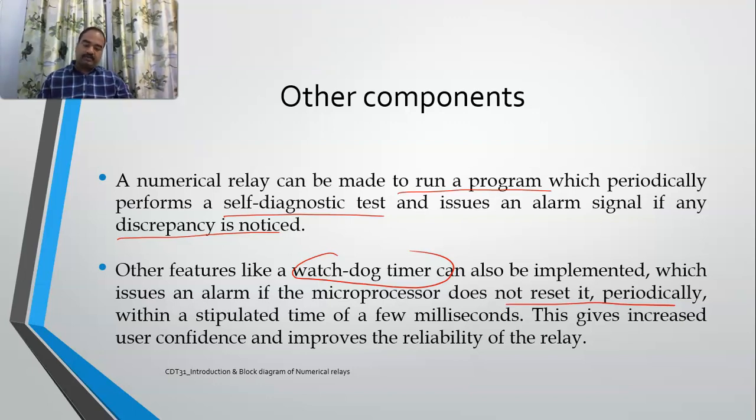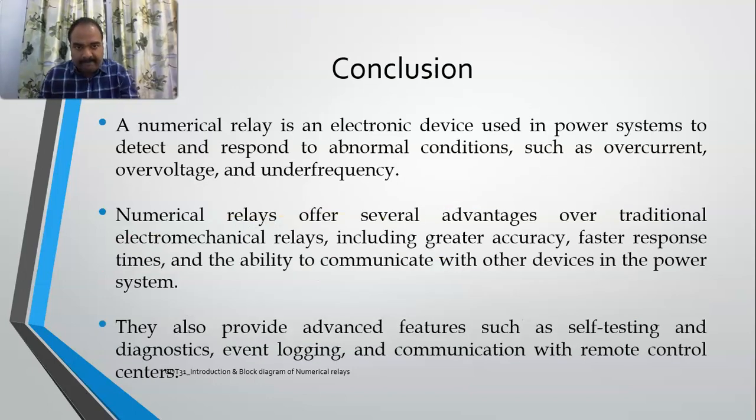Okay. So hope you have now understood what are the different components in your numerical relay. And the conclusion is, a numerical relay is just like an electronic device which is used in power systems to detect and respond to abnormal conditions. They have very good advantages when compared to the earlier generation relays. They have greater accuracy, they can operate very fast, and the biggest thing is that they can communicate with other devices in the power system satisfactorily. And they have advanced technologies like self-testing, and they can log the entire data. Event logging is there. So all these things make the numerical relay very advantageous.